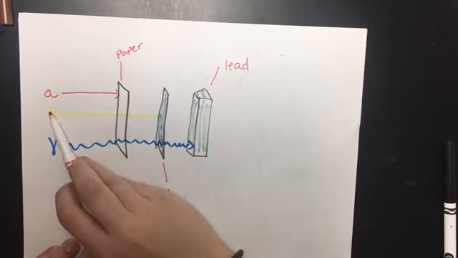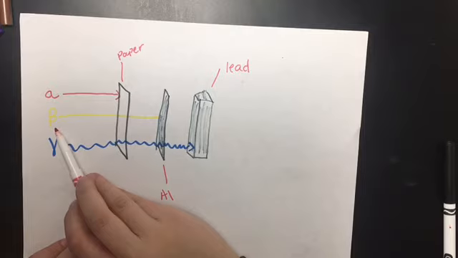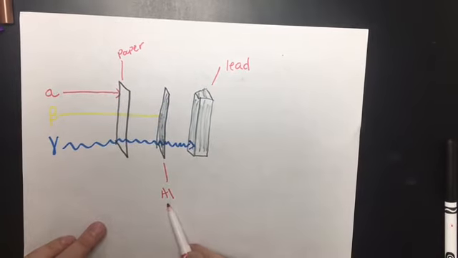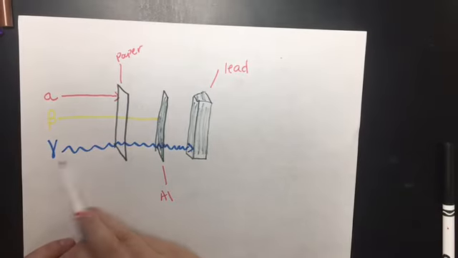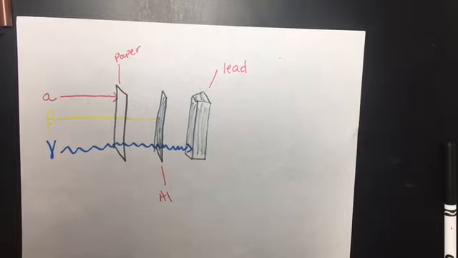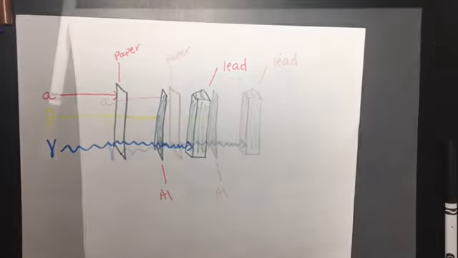Now if you have an alpha ray, it will go to the paper but not through it. If you have a beta ray, it will go through the paper but not through the aluminum. And if you have a gamma ray, it can go through paper and aluminum, but not through lead. And that's just how you can see that this is the weakest and this is the strongest.